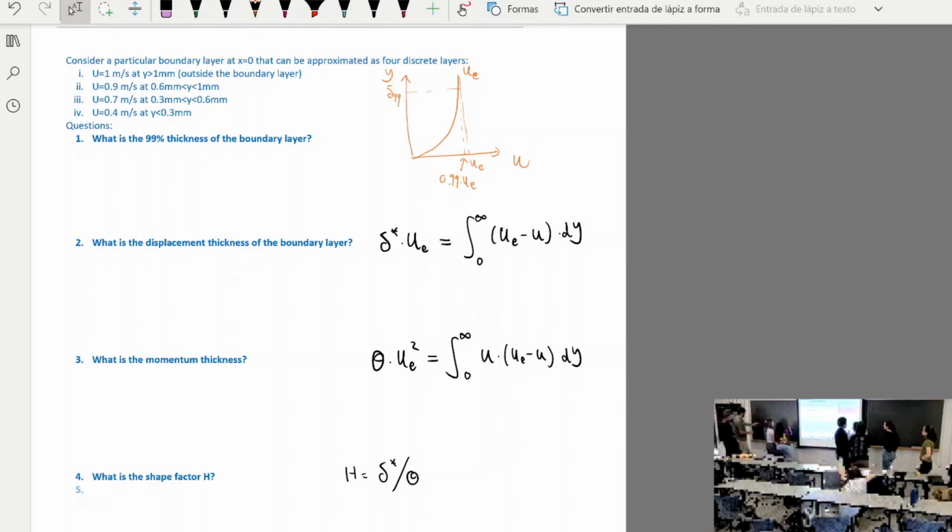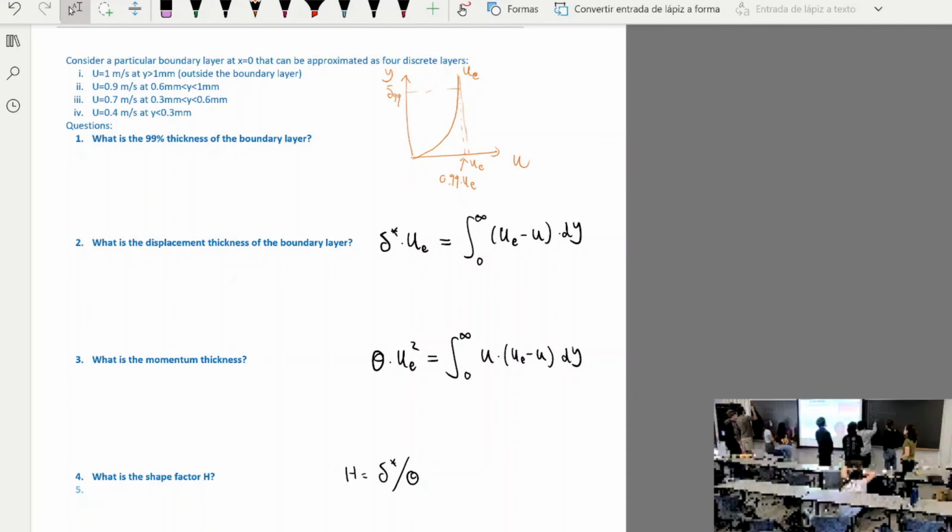Are we going to infinity, or is it just because of this thickness? Which question are you working on? This one. Yes, go to infinity. When you say u is equal to 1 meter per second at y greater than 1 millimeter, that means u_e minus u is going to be 0, right? Yeah. Above 1 millimeter. So going to infinity is pretty safe. Feel free to erase things.